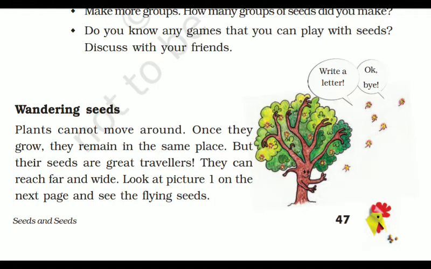Wandering seeds. Plants cannot move around. Once they grow, they remain in the same place. Since they are autotrophs, since they can make their own food, and the raw materials required for the preparation of food are available from the soil, there is no need of moving, so they remain in the same place forever. But their seeds are great travelers, they can reach far and wide.